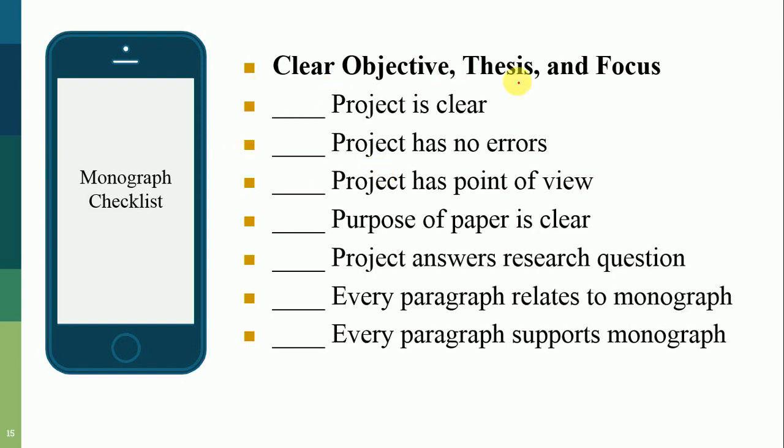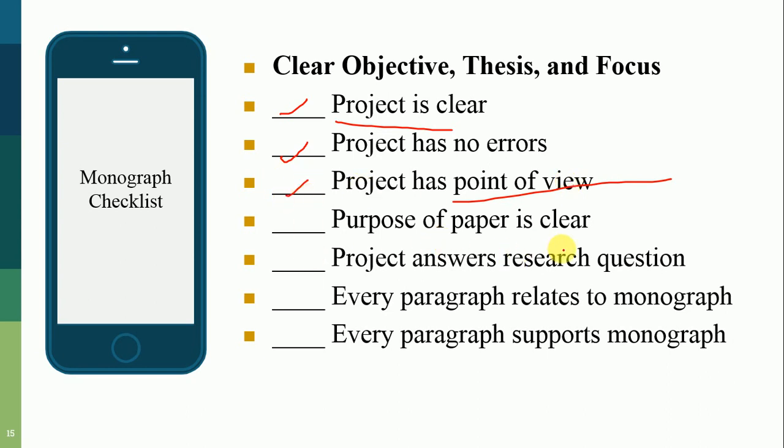First, clear objective of thesis and focus. So the project is clear. If it's clear, you have to check it, right? A project has no errors. If you are sure that the project has no error, you have to check this. A project has a point of view. The point of view of the project is clear. If you are unsure about the point of view of the project or thesis, you should go to your research and make it clear. If you are sure, then check it.